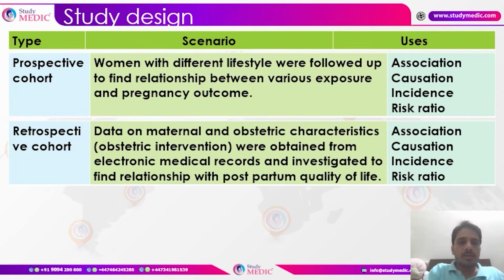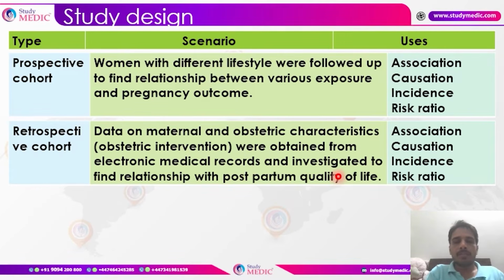The next one is the retrospective cohort study design. Now observe this scenario. Here data on maternal characteristics and obstetric characteristics, like which obstetric interventions were given and what was the maternal situation, were all obtained from electronic medical records. They went back in time, looked at the records and obtained this data. Then using the records only, they saw how many of them in the next few months developed a good postpartum quality of life or had a poor postpartum quality of life, because they were all recorded in the electronic medical records. So they went back in time, used the records to come forward till they had the outcome or not.